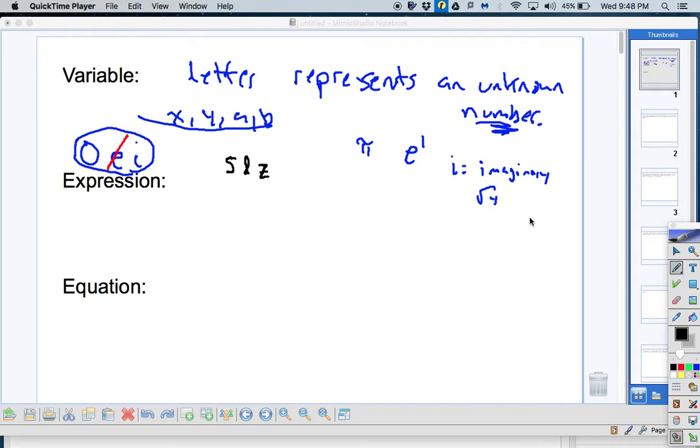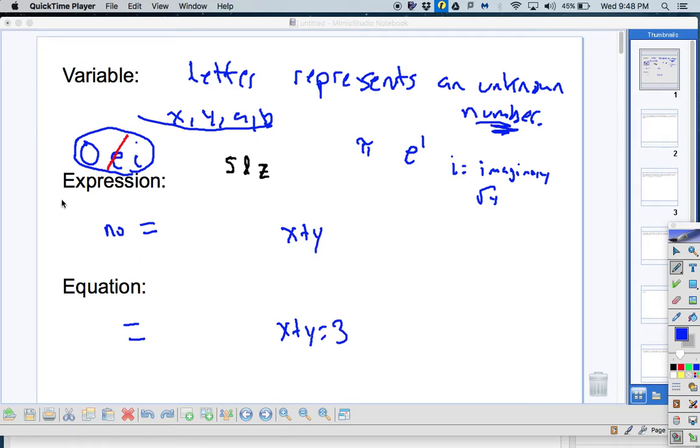The other two vocab words are expression and equation. So the difference between an expression and equation is quite simple. An expression has no equal sign. An equation has an equal sign. Other than that, it's just a collection of variables and numbers and operations. So for example, x plus y would be an expression, but x plus y is equal to 3 is an equation. So the only difference between the two is this equal sign.